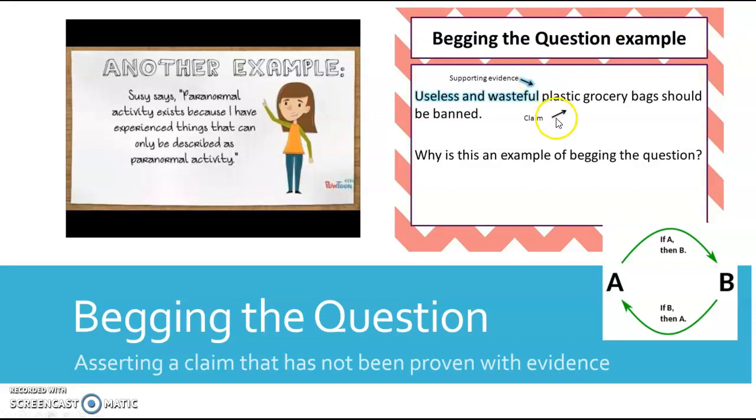She's assuming something that has not been proven in any way, shape, or form. Other ways in which we can beg the question might just be simply putting the cart in front of the horse in our word choice. So for example, useless and wasteful plastic grocery bags should be banned. Why is this an example of begging the question? Well, we've assumed some things in our word choice. We've assumed that plastic grocery bags are useless and wasteful. Now that might be true depending on how we use or don't use plastic bags, but there's an assumption there that the audience assumes plastic grocery bags are useless and wasteful.